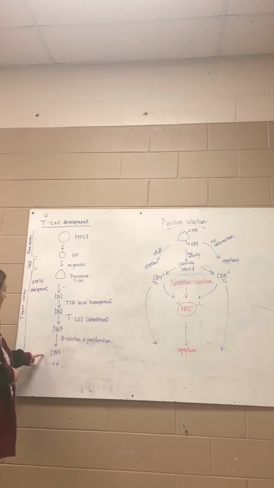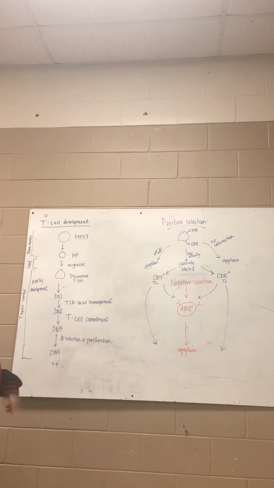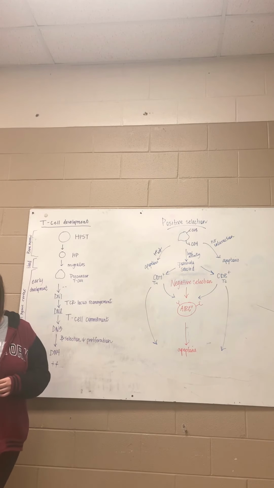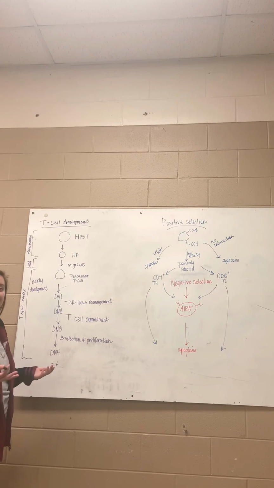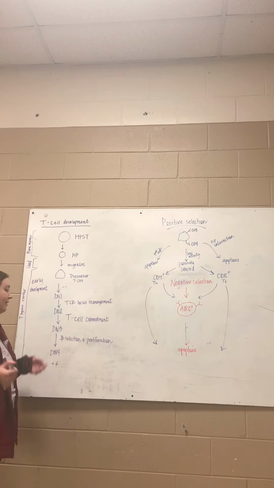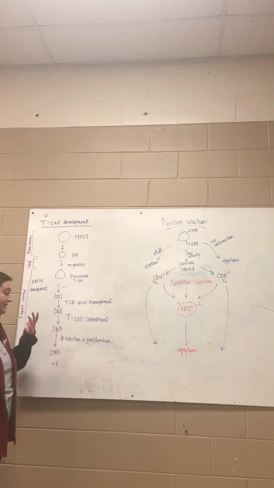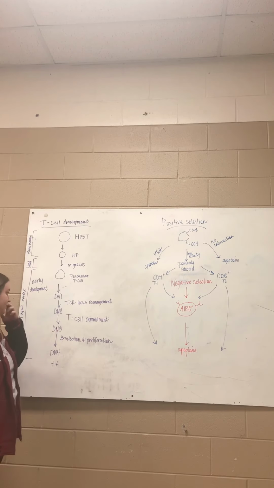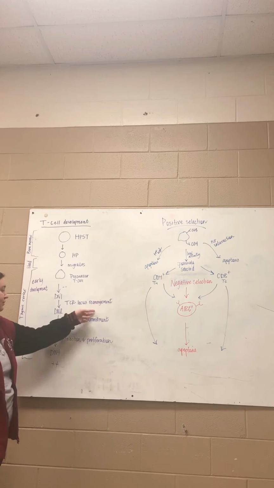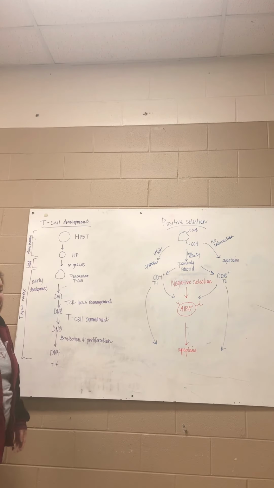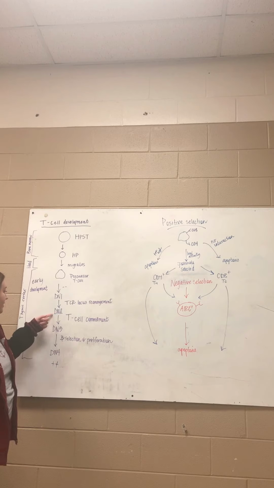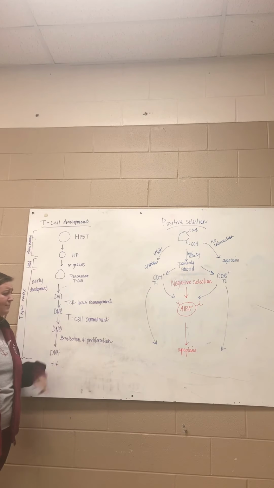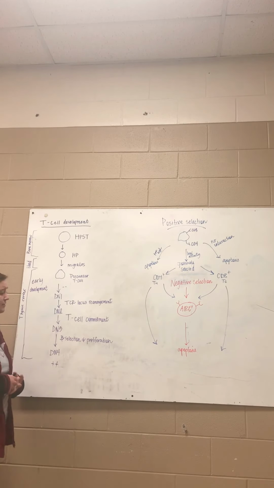So we've got 4 different double negative stages. And basically, in a nutshell, this is just the gene rearrangement, basically just making those CD4 and CD8 receptors. So first of all, we're going to have TCR locus rearrangement. It's just going to rearrange the locus. Then we move on to DN2, and at this point they are fully committed T cells. DN3 to DN4, we've got that beta selection of proliferation.